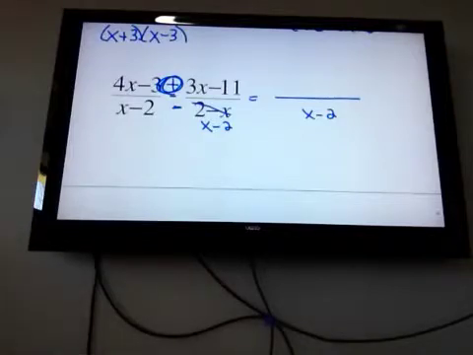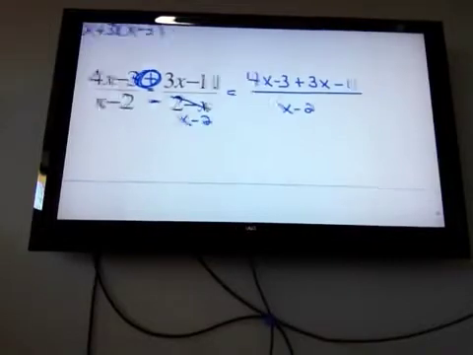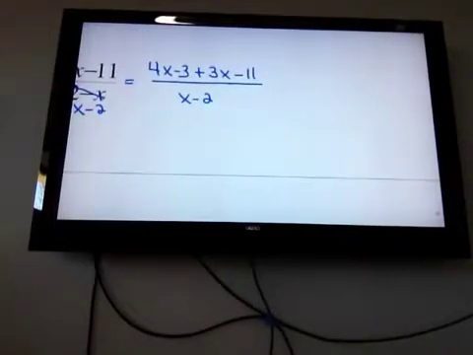So my denominator comes over. Bring over the tops. 4x minus 3. Plus is nice, so don't worry about any sign changes. Plus 3x minus 11. And then in order, 3 steps. Add, factor, reduce. Add, factor, reduce. Add, factor, reduce. Let's add first.